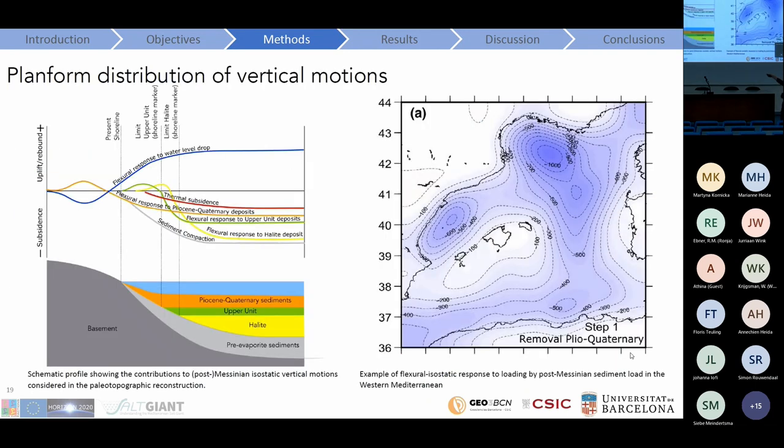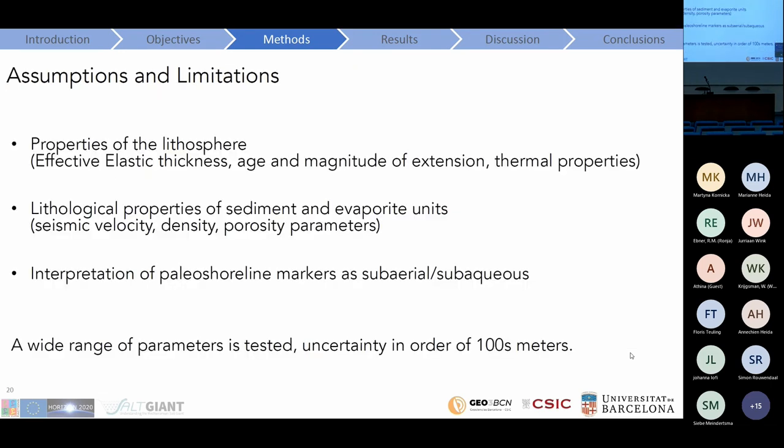So here we see the lateral distribution of these different components of vertical motions from a schematic profile of the Messinian stratigraphy in the Western Mediterranean. And if we can identify a paleo shoreline marker in the seismic stratigraphy, and we know the distribution of each vertical motion component, we can step by step reconstruct our shoreline marker and match the water level in order to be at the right level to form the shoreline marker. And here we see an example of the plan view distribution of the vertical motions responding to surface load.